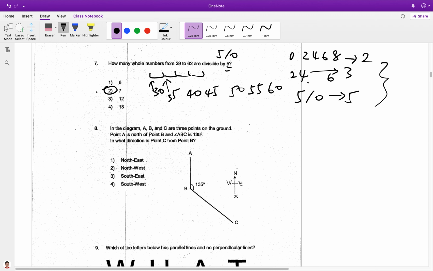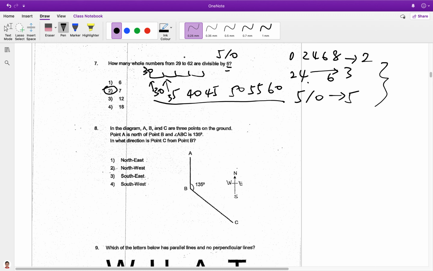So here, from 29 to 62, it's not that large. But what about if it were from 29 to 620? We cannot do the counting way. This is the basic way. So is there any other way? What we can do is find the first number between these two that is divisible by 5. We know that it's 30.